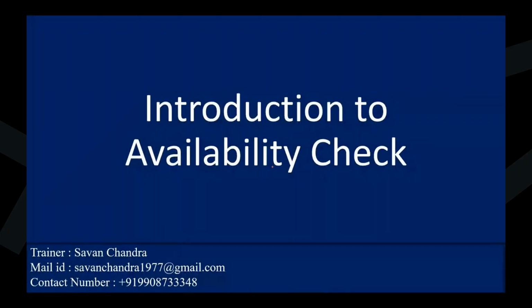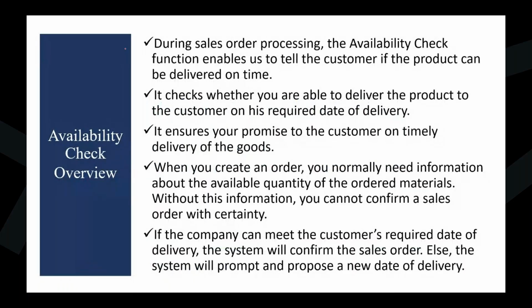So first, introduction to availability check. What is availability check? During sales order processing, the availability check function enables us to tell the customer if the product can be delivered on time. When the customer gives the sales order, he will give the product, the quantity, and the delivery date on which he wants the product at his place. This availability check will tell you whether you are going to deliver on the date or not.